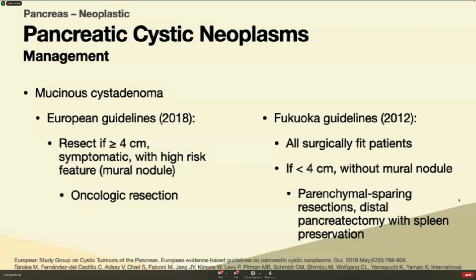So since MCN is usually located at the body and tail, this includes a distal pancreatectomy with splenectomy and lymph node dissection. For the Fukuoka guidelines, the difference is that they recommend a resection for all surgically fit patients. So this includes even the lesions less than 4 cm. And if the lesion is less than 4 cm and does not have a mural nodule, then parenchymal sparing resections can be done, such as central pancreatectomy or a distal pancreatectomy with spleen preservation.